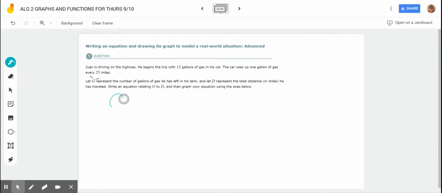Here's Juan. He's in his car. This is the only way I know how to draw a car, so don't laugh. Or maybe you can laugh. I don't care. Okay, so this is Juan's car.